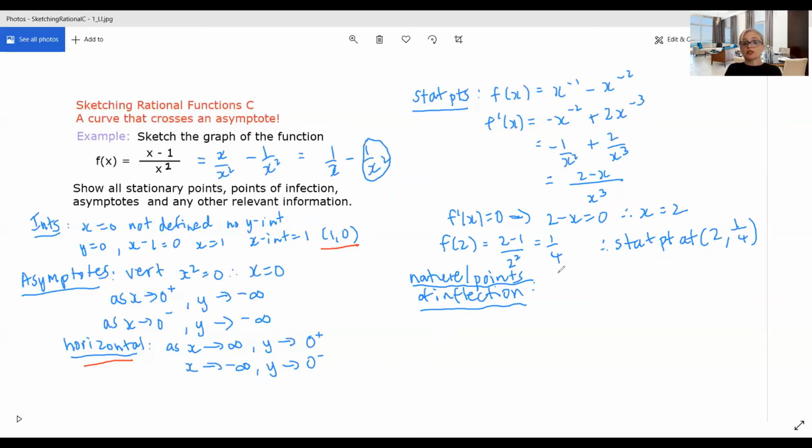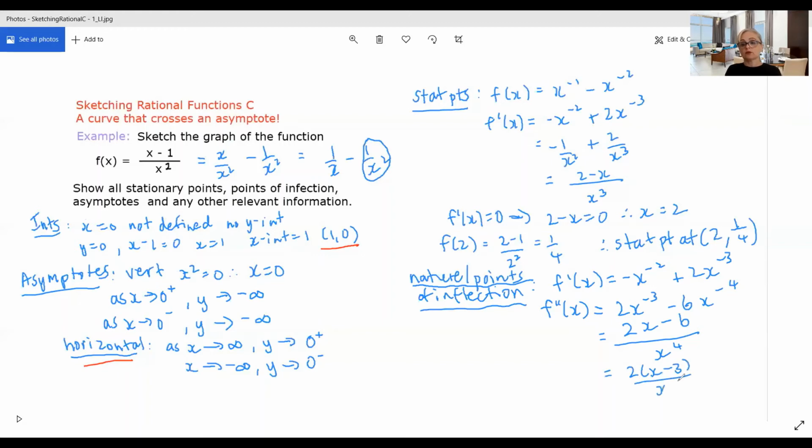So we said that f dash x was this. Let's just go back to this line here. Notice that I'm using different versions of the formula depending on what is more suitable for me at the time, all right? It's perfectly okay to do that. So I'm wanting to differentiate this, so this is probably the easiest version to work with. So we're going to get 2x to the negative 3 minus 6x to the negative 4. Let's pop all of that over x to the 4th, and we're going to get 2x minus 6. You could do that if you like as 2 brackets x minus 3. That's probably a good idea to do that.